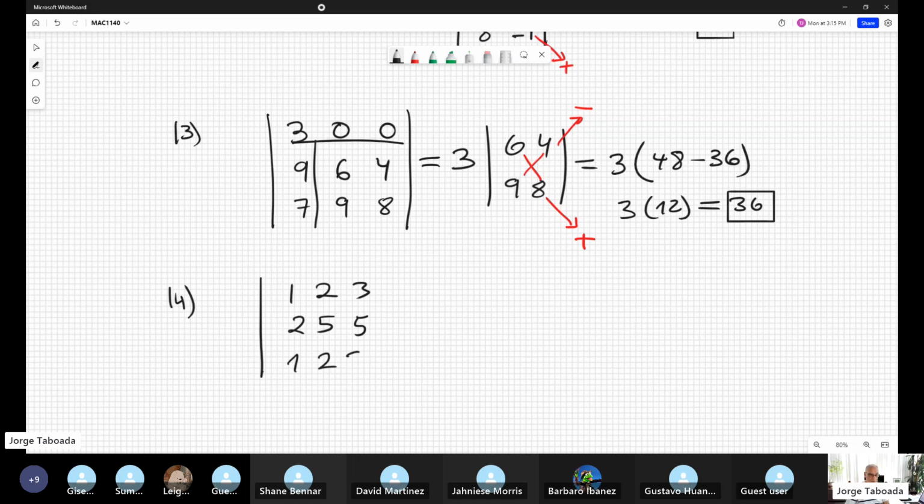For 14 you can expand, but if you realize.